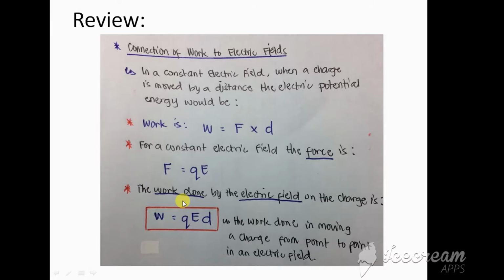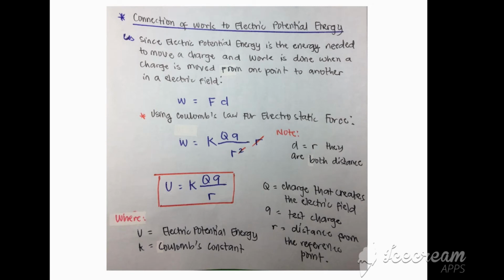Now, the work done by the electric field on the charge is this. And the formula would be transformed into this one. Work is equal to the charge times the electric field intensity times the distance. Now, this is the work done in moving a charge from point to point in an electric field. Now, let's see the connection of work to electric potential energy.